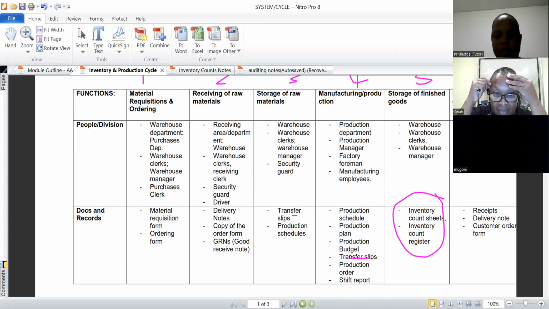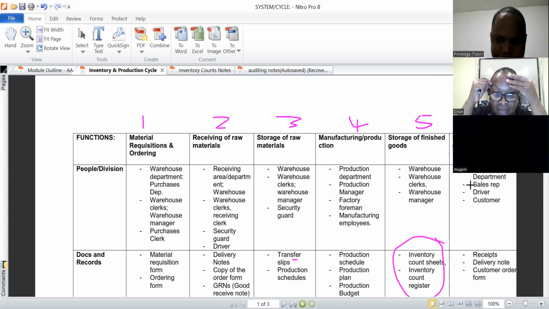Lastly, there's delivery of finished goods. Now that the goods are ready for sale to the end user, the next thing is to deliver. In other words, to sell the product or to deliver the order to the customer. So the people involved are the sales department, sales representatives, the driver that will deliver the goods to the customer, and the actual customer. Essentially, in stage number 6 of the inventory and production cycle, we see the revenue and receipt cycle being affected.